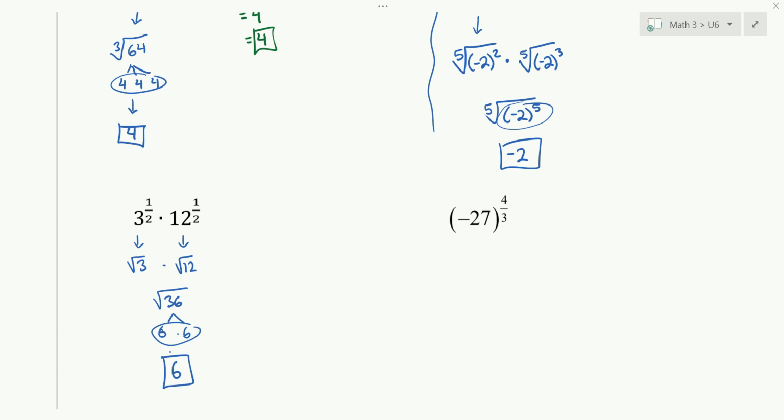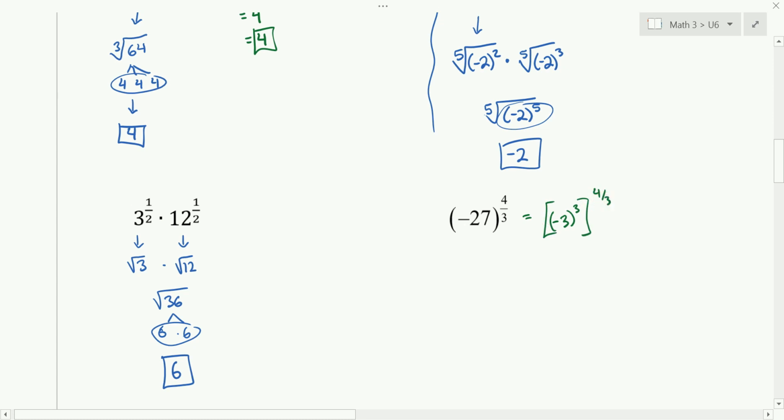Try the next one, negative 27 to the 4/3 power. Okay, so on this one, there's a couple ways to do this. One is to realize that if you work with exponents alone, you can change negative 27 to... can you think of 27 as a power of something? What? 3 to the power of 3. So negative 27 is negative 3 to the power of 3, right? And it still has the 4/3 power on the outside.